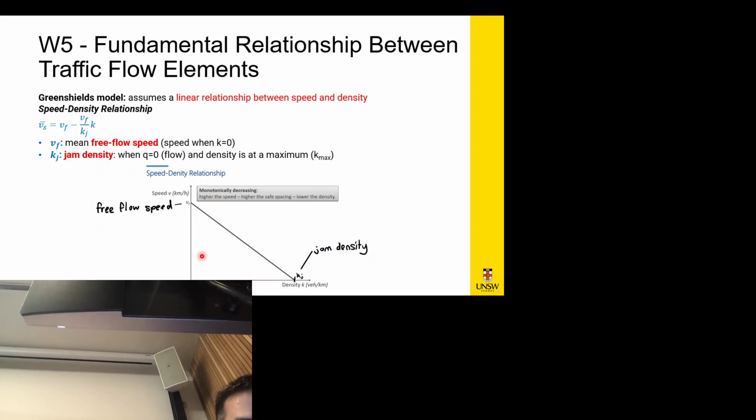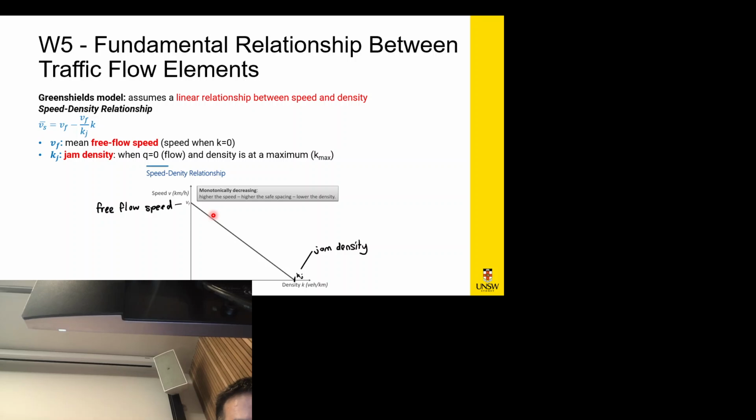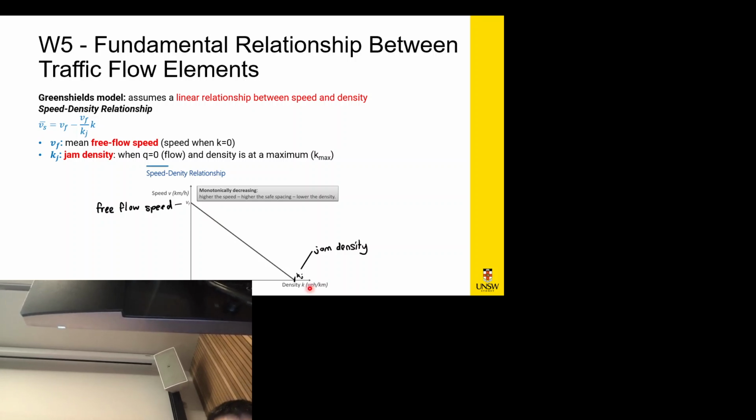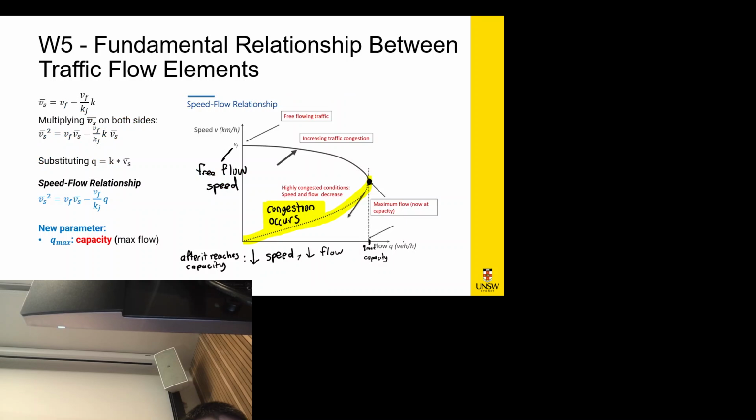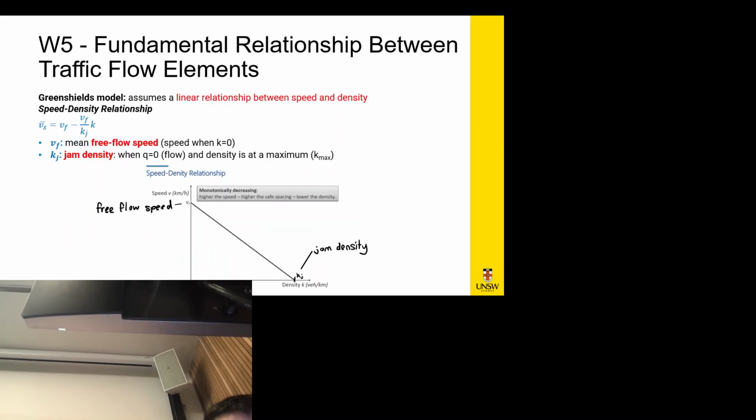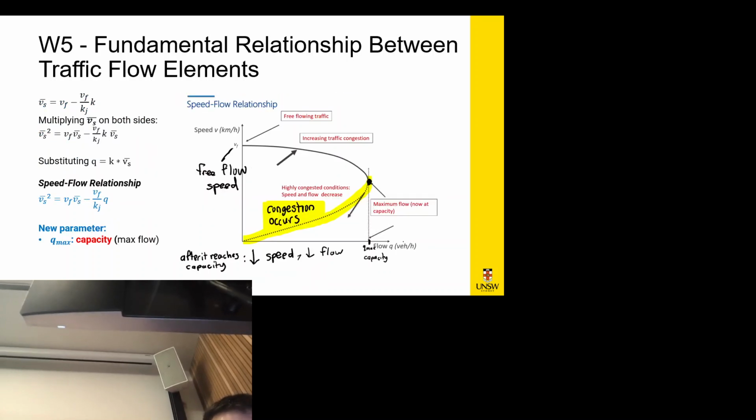So just remember this graph: x-axis density, y-axis speed, and a negative linear line. You have these different parameters. Free flow speed is the speed when there's no density, when there are no cars on the road. Jam density is the number of cars per unit length when density is at its maximum and there's no flow, so it's congested. This speed-density relationship is key to our Green-Shield's model.